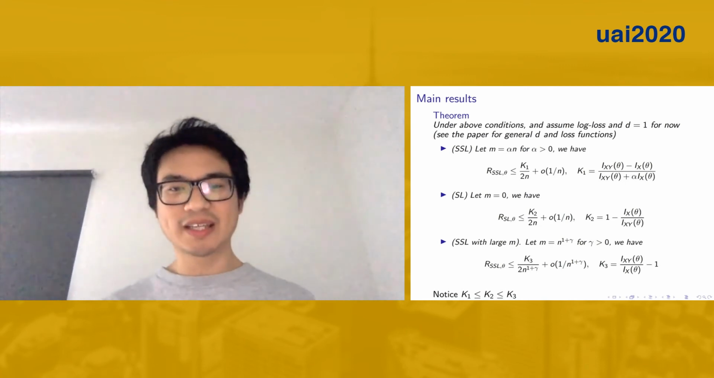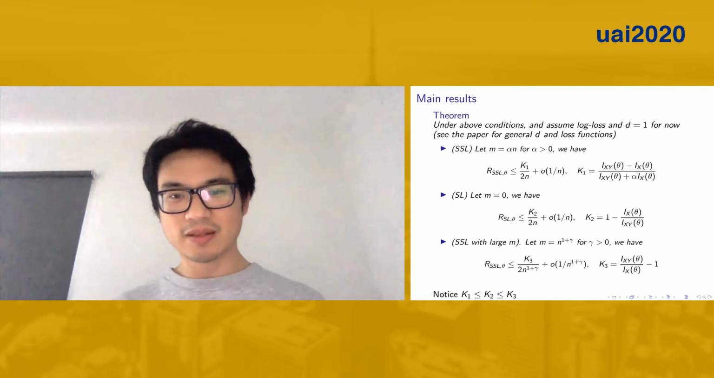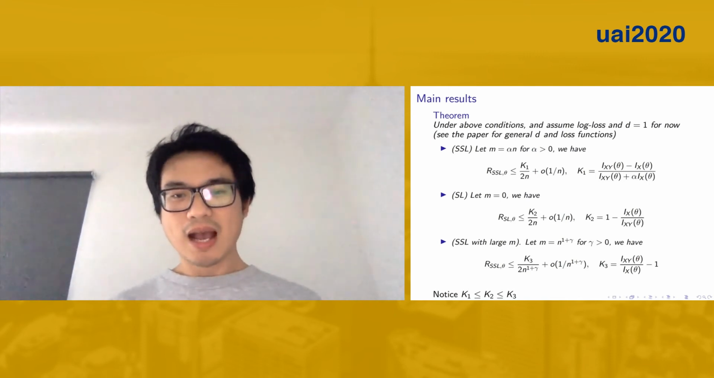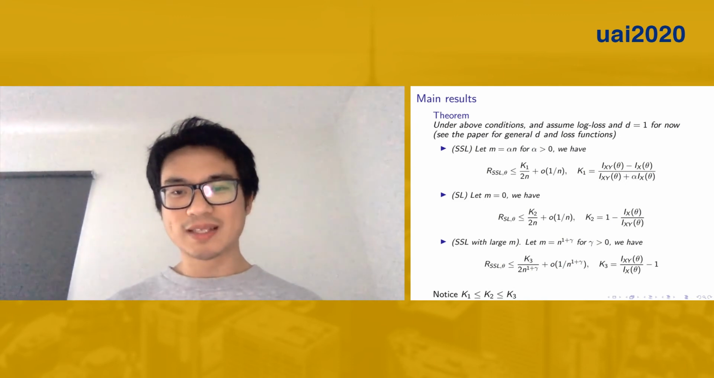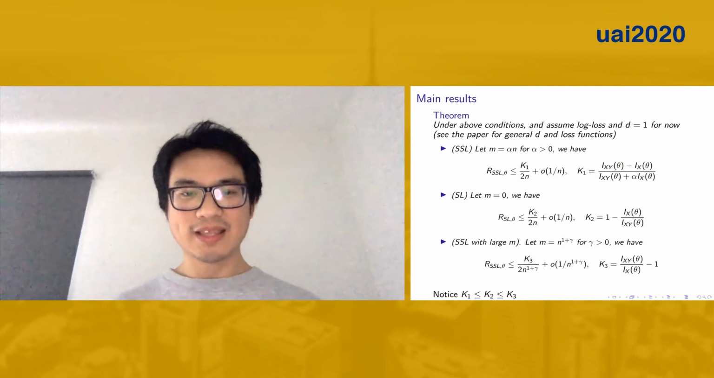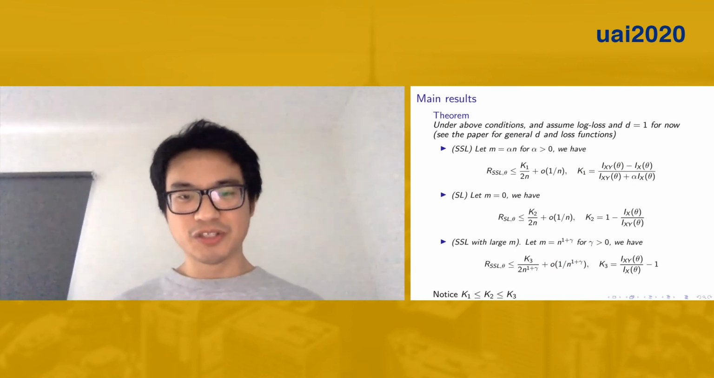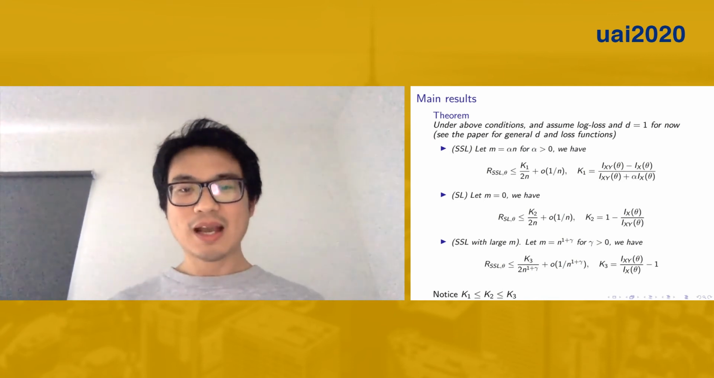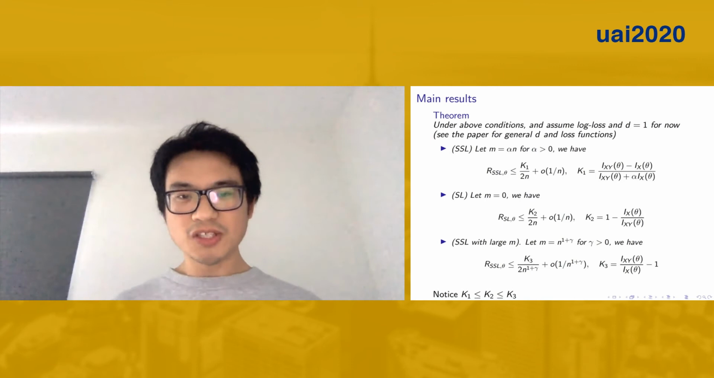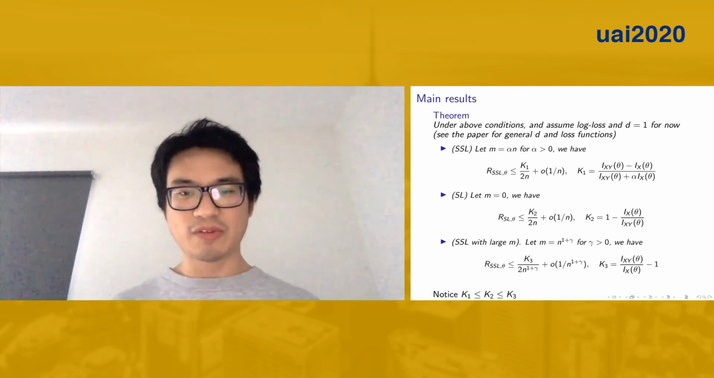In the semi-supervised learning case, when we have many unlabeled data, in the case when m is n to the 1 plus gamma for some positive gamma, we have a fast convergence rate. So the excess risk scales as 1 over n to the 1 plus gamma, and the loss due to the unlabeled data is reflected in the constant. So if you compare case 2 and case 3, we see that the constant k3 is worse than the constant k2, but the convergence rate is faster.